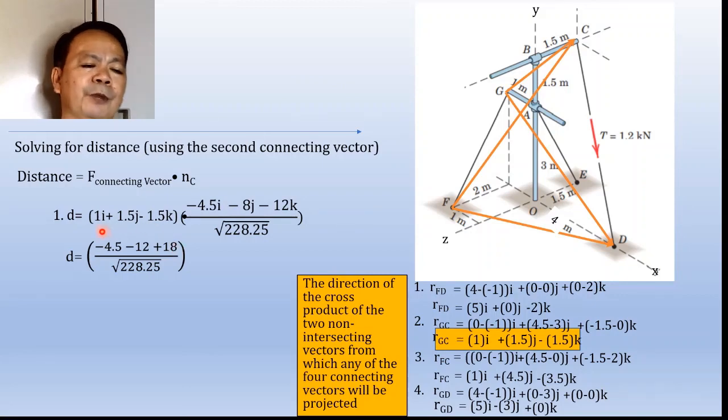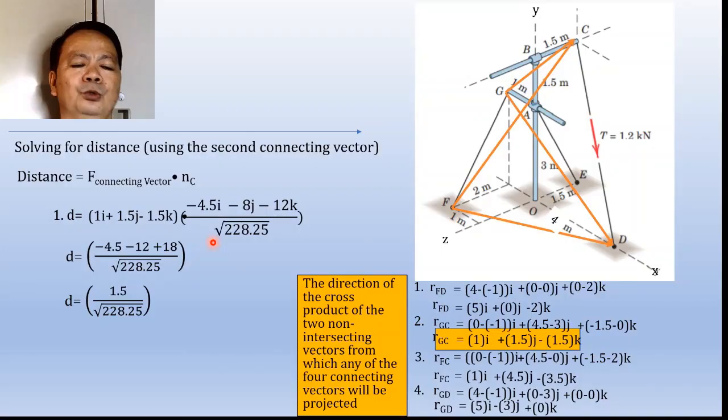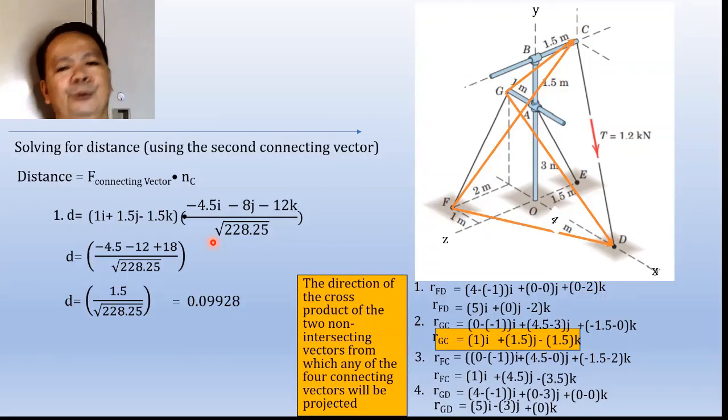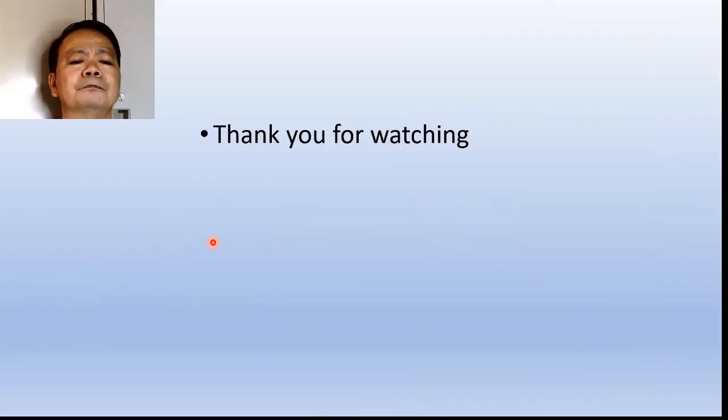And then when we simplify this, that will also give us a value of 1.5 divided by the square root of 228.25. And so the value of the distance will also give us the same value at 0.09928. And so you are able to see the process of using the cross product in determining the distance between two non-intersecting vectors.